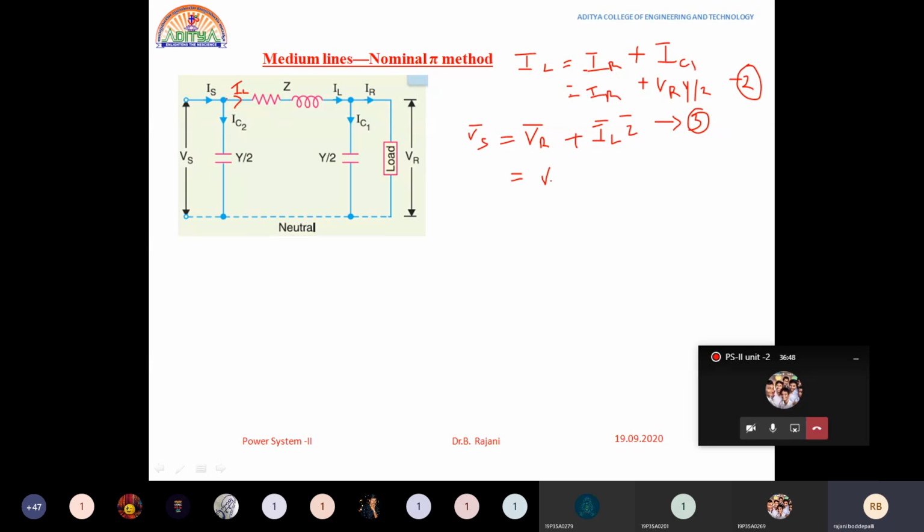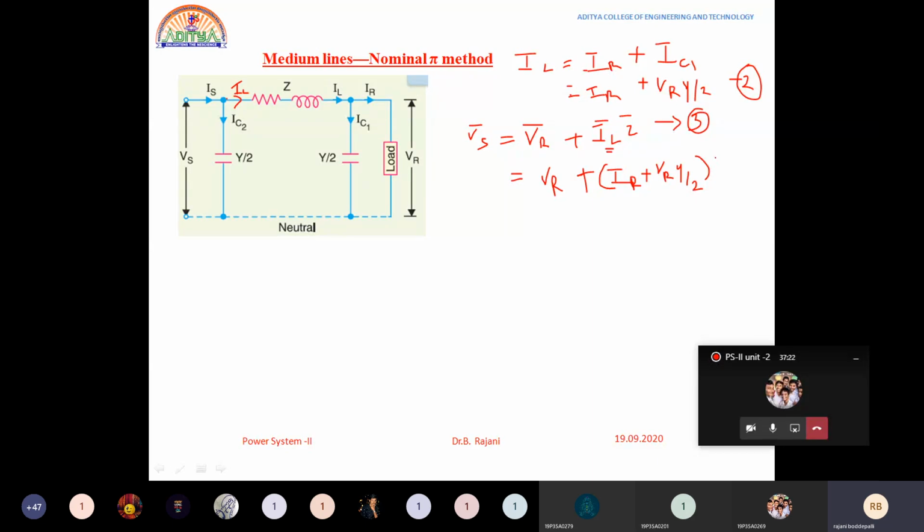VR plus VR plus IL is how much? This one you have to put like this. Substitute equation 2 in equation 3. We will be getting VR into Y by 2. So that you will be getting this, instead of IL, you can place this value into Z.